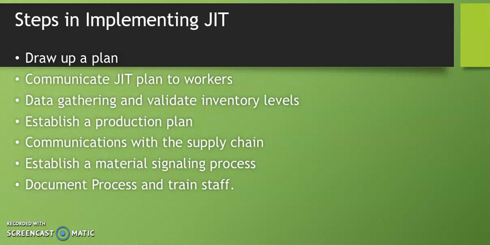All these things have to be planned. Next is communications with the supply chain. It's a key element that we have to maintain a relationship with the supply chain. That's the supplier of the raw materials. They must have the ability to deliver scheduled products according to our requirements.